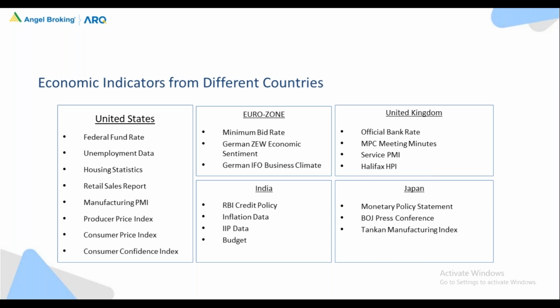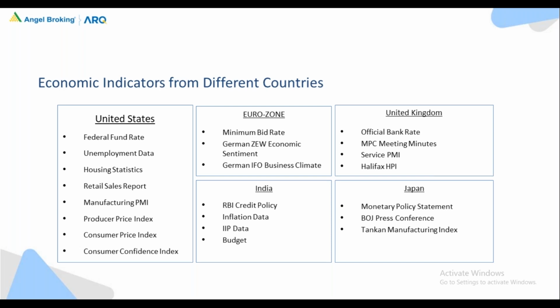The prime importance can be allocated to the federal funds rate, unemployment data, housing statistics, retail sales report, manufacturing PMI, and, most important of all, the consumer confidence index. All these economic indicators give you a glimpse of how the US economy is performing. Vis-a-vis, you see a price reaction in all the commodities, including gold and silver.